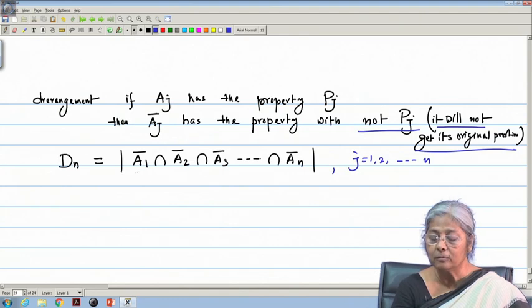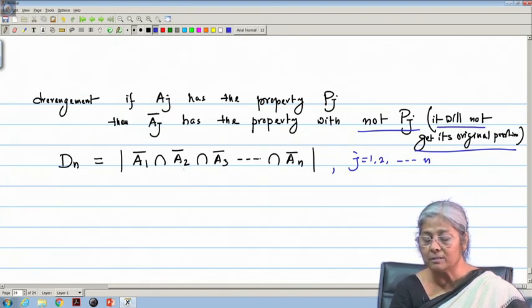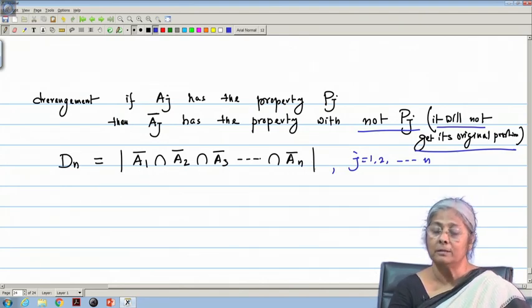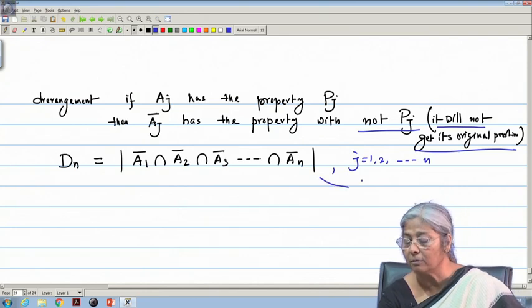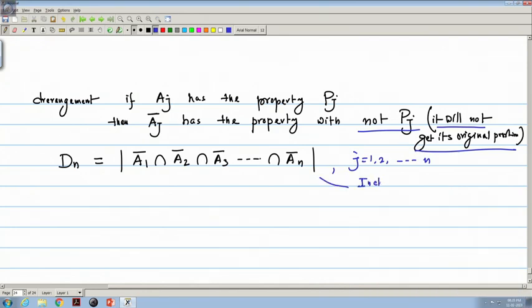So, Dn equals A1 bar intersection A2 bar and so on up to An bar, which is nothing but our inclusion exclusion principle that we can apply. Then how will we do that?